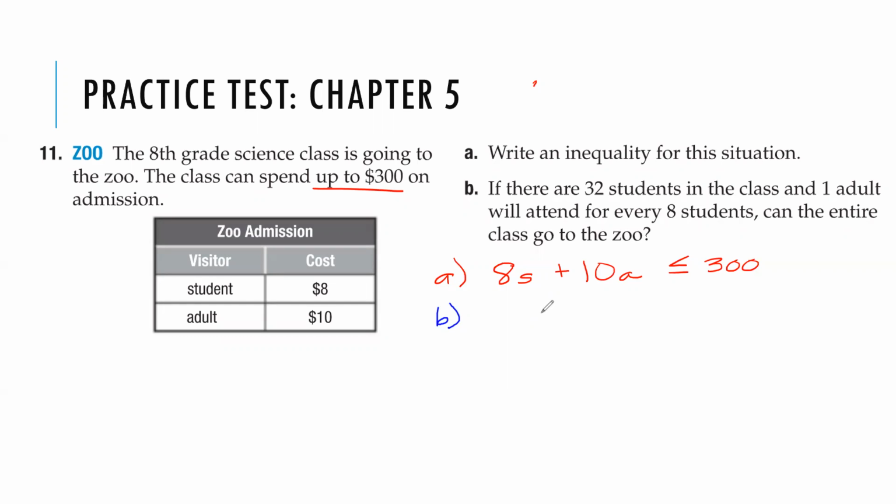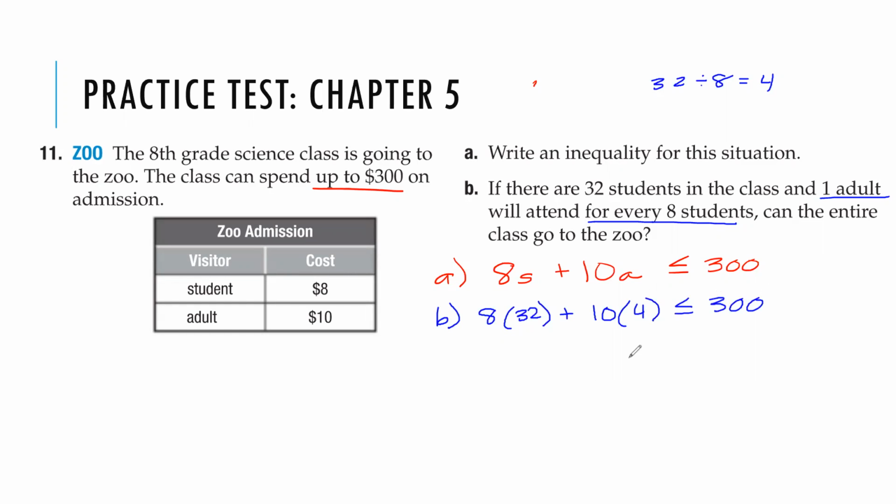All right. And then for part B, it says if there are 32 students in the class and 1 adult will attend for every 8 students, can the entire class go to the zoo? All right, so there's 32 students, so I'm going to put 32 in place of S, and then it says there is 1 adult for every 8 students, okay? So 32 divided by 8 is equal to 4. So there's 4 adults that have to go on the field trip.